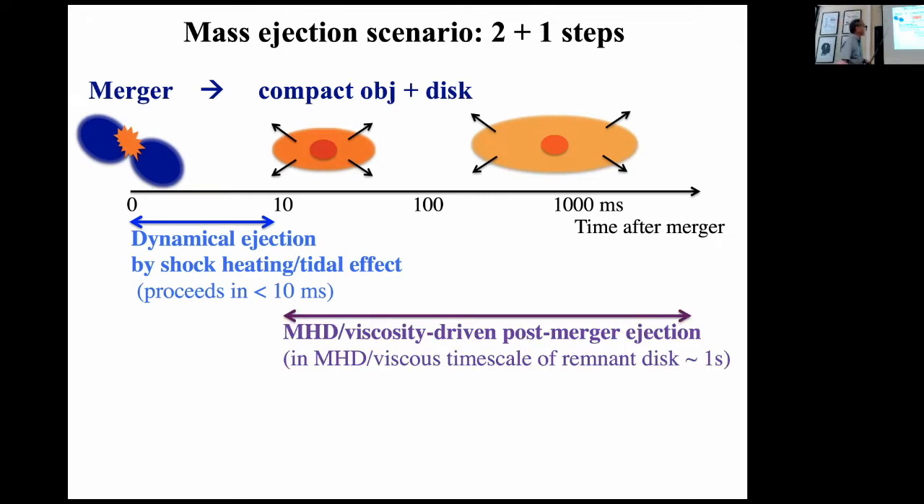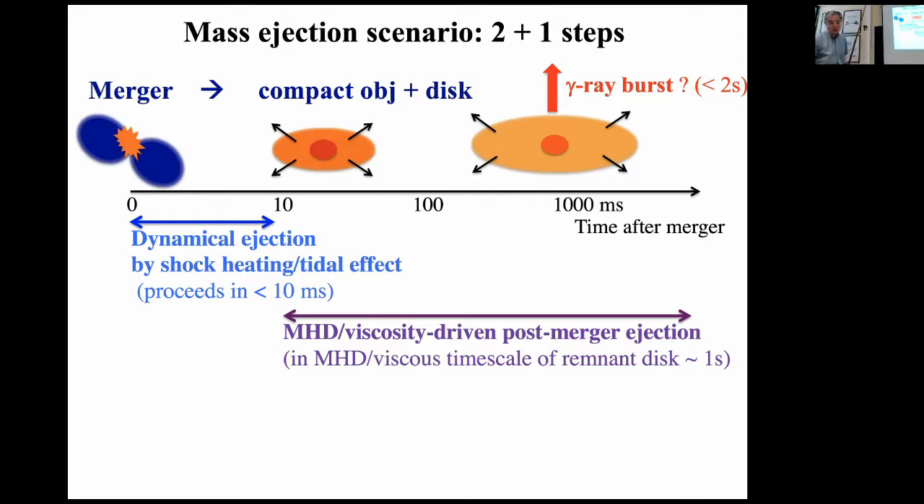In addition, we have another channel for mass ejection. As I said, after the merger we typically have a compact object surrounded by a disk. In such a case, mass ejection can occur from the disk through magnetohydrodynamics effects or viscous braiding effects. We call this post-merger mass ejection. This occurs over a long time, typically 1 second, which is very long in this field. So we have two mass ejection channels, and another channel is the gamma-ray burst. But for nucleosynthesis, people believe that these two mass ejection channels are very important.